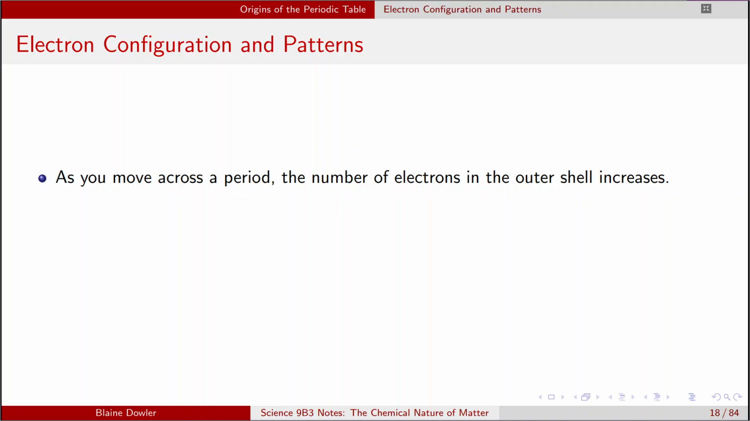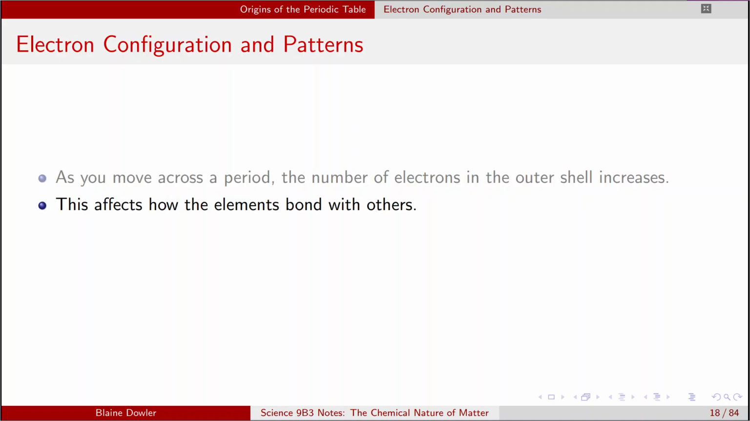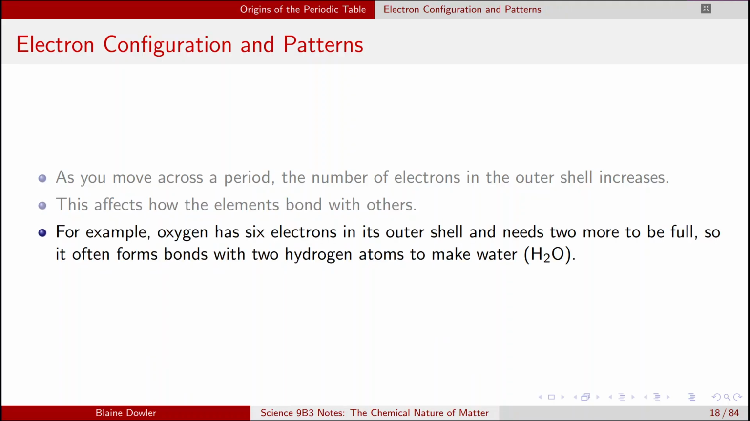As you move across a period, the number of electrons in the outer shell increases. This affects how the elements bond with others. For example, oxygen has 6 electrons in its outer shell and needs 2 more to be full, so it often forms bonds with 2 hydrogen atoms to make water.